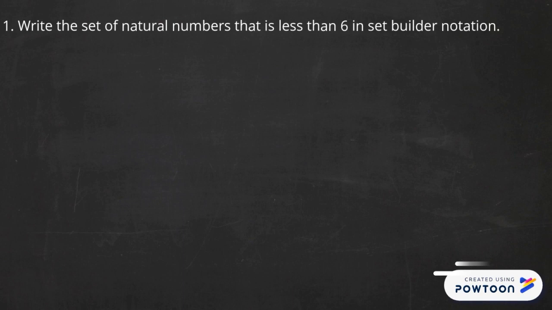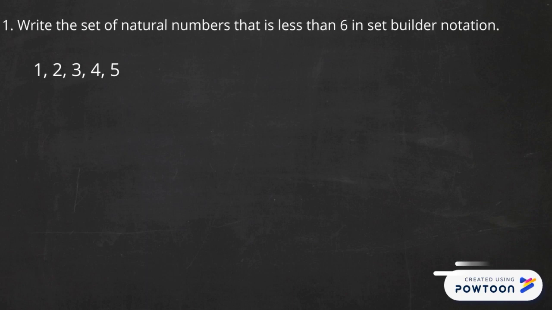Natural numbers are basically positive numbers. So 1, 2, 3, 4, 5, these are all natural numbers. But 1.5 is not a natural number. 0 or negative 4 is not a natural number. Now, we want to write this in a set where it's less than 6. So we should only include 1 to 5 because 5 is less than 6, so we are not including 6.